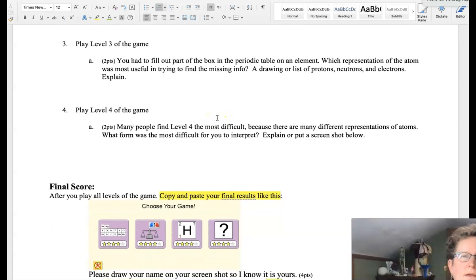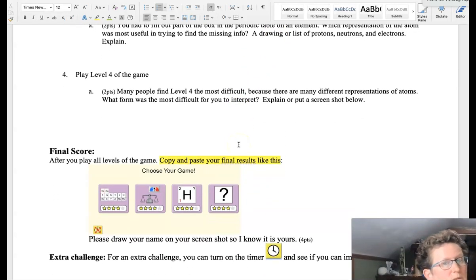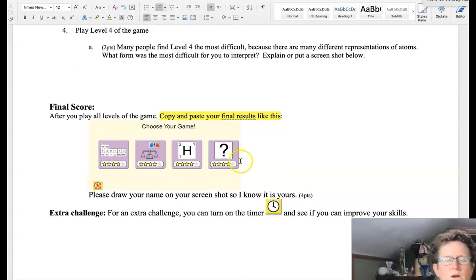Level 3, you have to fill out part of the box on the periodic table of an element. They give you representations of an atom. Which one do you think is the easiest for you to figure out? And that's a personal answer, but do explain your answer. And then level 4 is supposed to be the most difficult because they're showing you a lot of representations of the atom. Which one was the most difficult for you to interpret? And then when you're done, draw your name on your results and post your results like this.